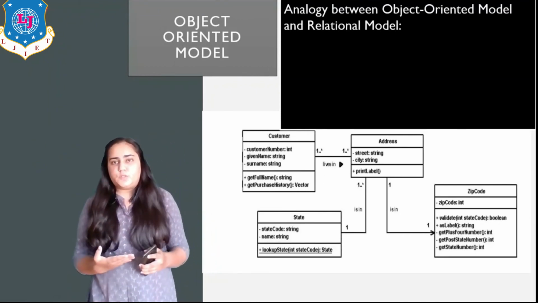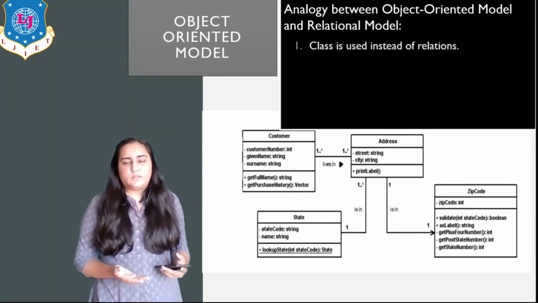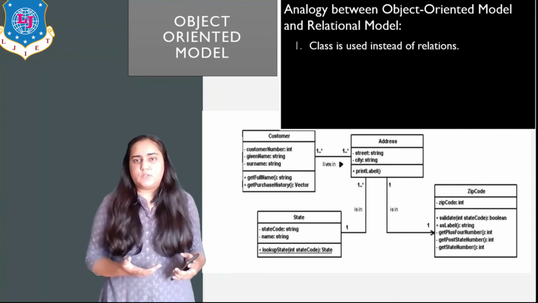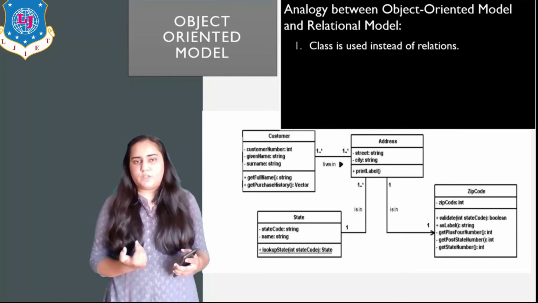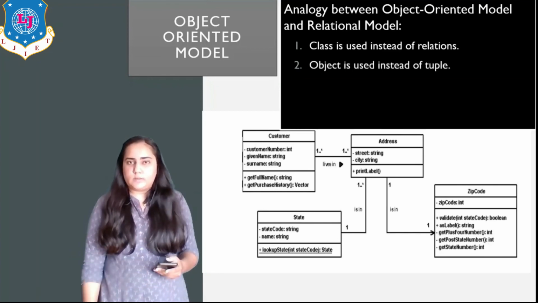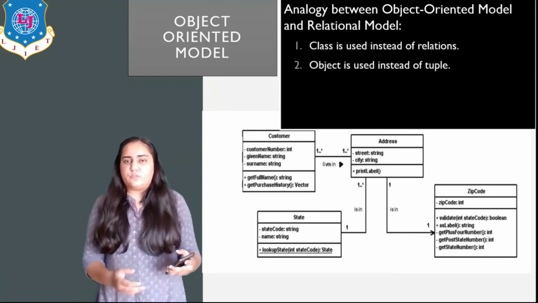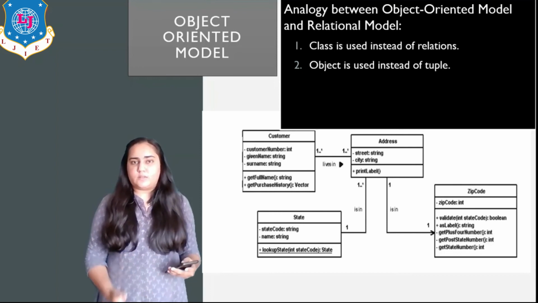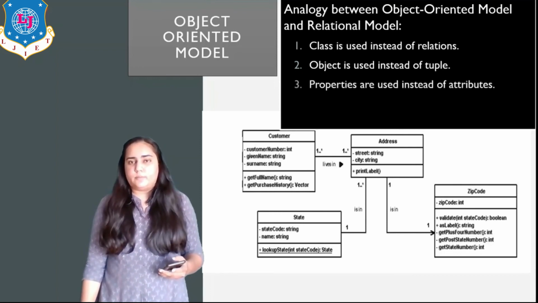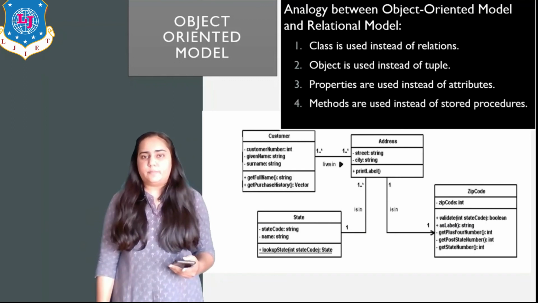Now let's see the analogy between an object-oriented model and a relational model. In this, a class is used instead of relations. So whatever you were describing as tables, here you will be describing that as a class. An object is used instead of a tuple. Tuples are rows, so instead of rows, we would be having objects. And properties are used instead of attributes. So instead of the columns in the table, we call them properties. Methods are used instead of stored procedures.